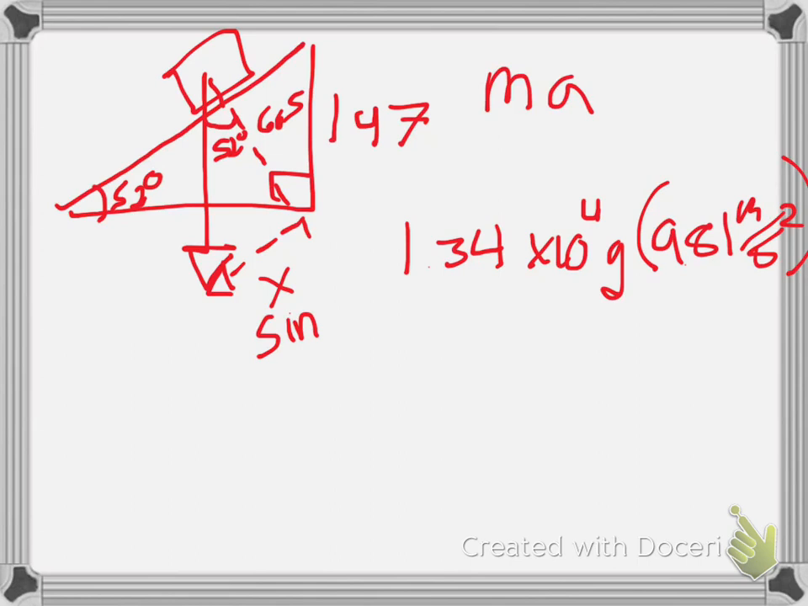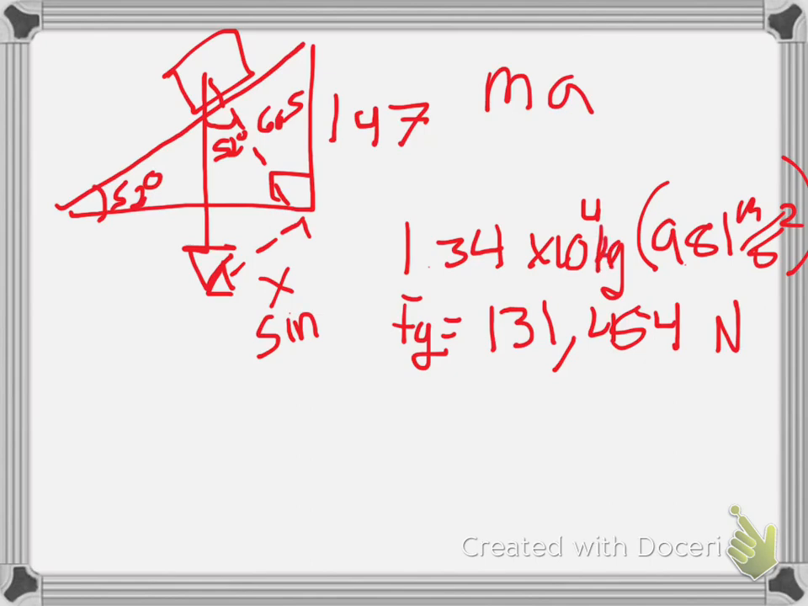Okay, so if we do the math for this, what does it come out to? Let's do that quick. If we do this mass, the force of gravity is equal to 131,454, and that would be in newtons. This is kilograms. Then we are going to break that into its components.